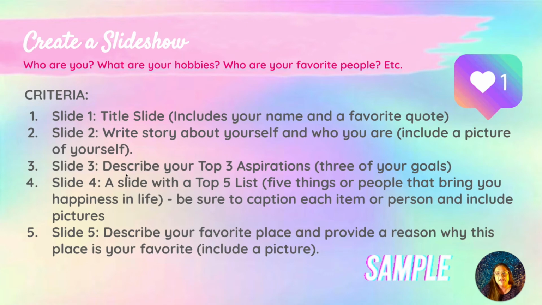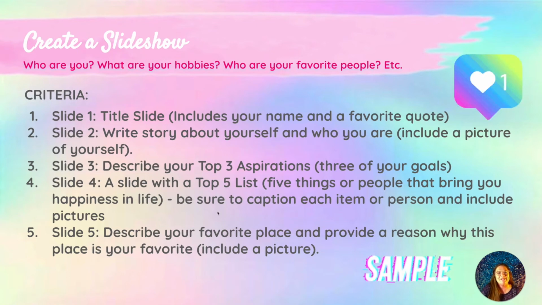Slide 3, I want you to think about your top 3 aspirations. Okay, so what are 3 goals that you have for yourself? These could be short-term goals. Short-term goals are things that you can accomplish within a few weeks to a month, 3 months. And long-term goals are things that maybe by the end of the school year, by the end of your sophomore year, by the end of your junior year, by the end of your senior year. Those are long-term goals. So you can do short-term goals or long-term goals or a blend of the two. Either one is fine, but you need 3 of those.